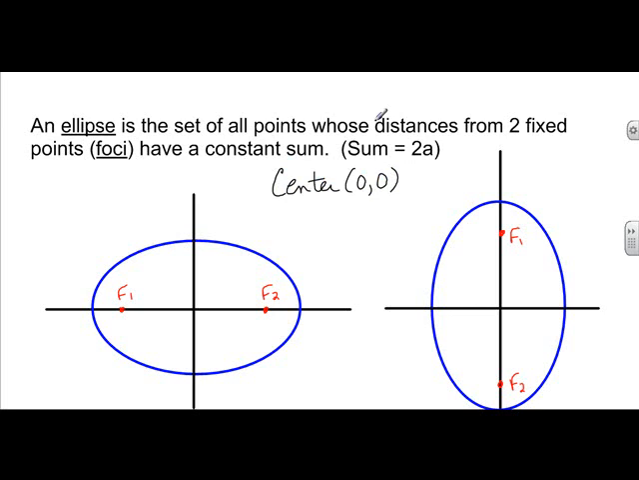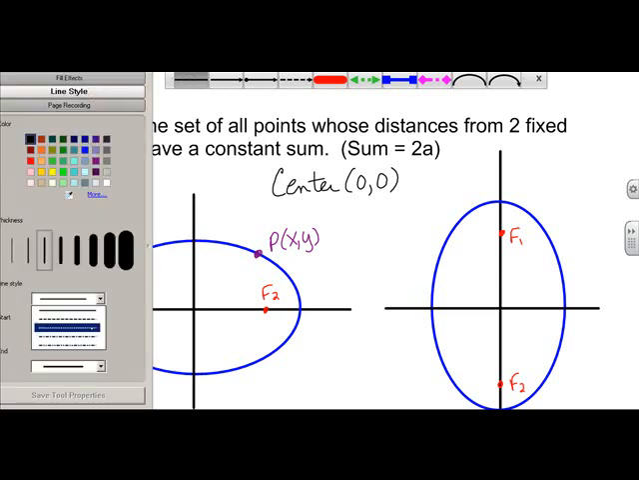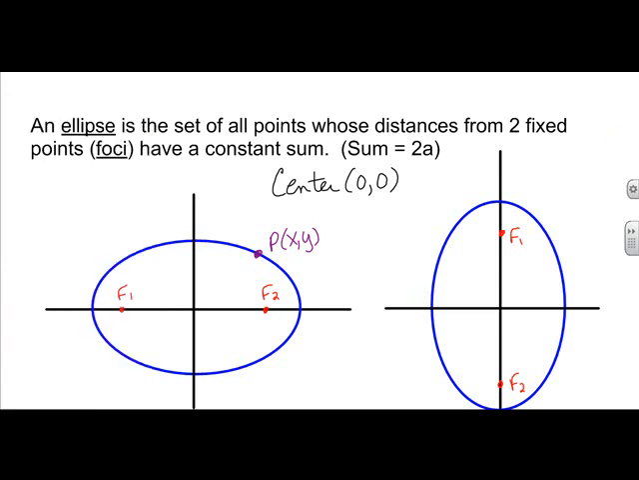So how does this definition work? Well, if we pick some point on our ellipse, some point P, and we measure the distance from P to each of the foci. So if I measure the distance from P to F1 and the distance from P to F2, the sum of those two distances will always be equal to 2a. So absolute value PF1 plus absolute value PF2 has to always equal 2a.